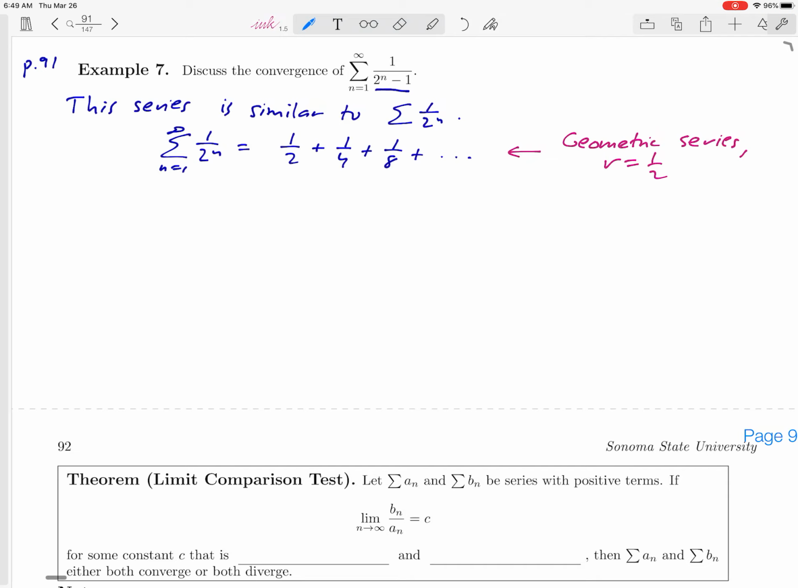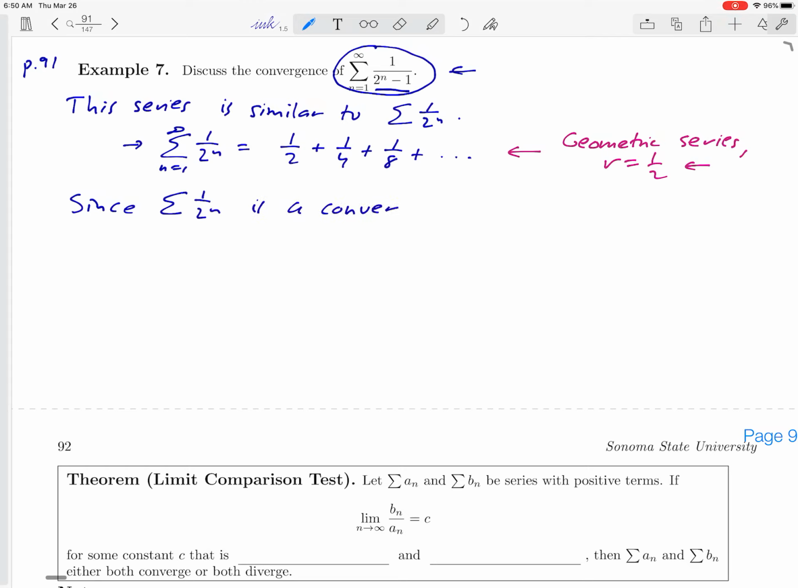Is that a convergent geometric series? Well, if you think back to what we talked about in section 8.2, it is, because this common ratio is between -1 and 1. That's how we tell if a geometric series converges. So putting it all together, we know that the sum of 1 over 2 to the n converges because it's geometric, and the series that we started with is similar to that series. So a reasonable conjecture to make here is that even though the series we started with isn't exactly the same, it's probably going to behave the same way that the geometric series does.